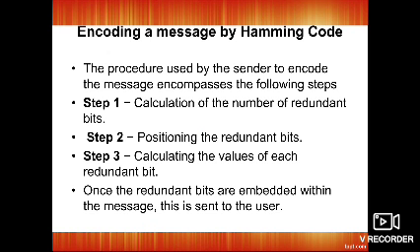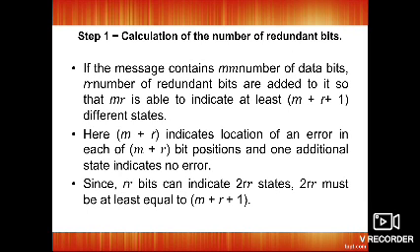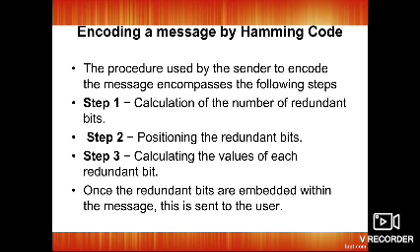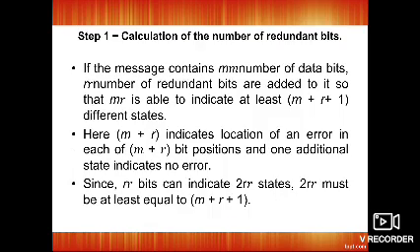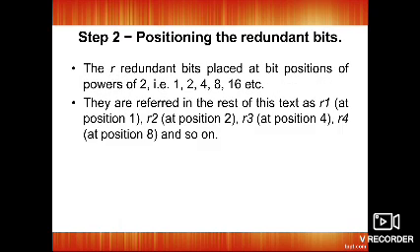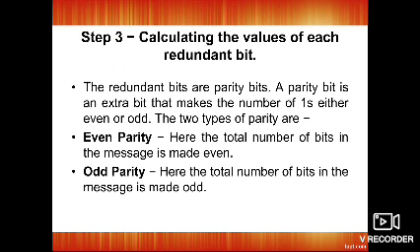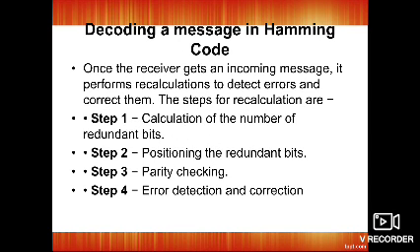The encoding of Hamming codes can be done in different steps. First, calculating the number of redundant bits, positioning the redundant bits, and calculating the value of each redundant bit. These are the steps for encoding the Hamming code. By using odd parity and even parity checkers, we are positioning the bits.